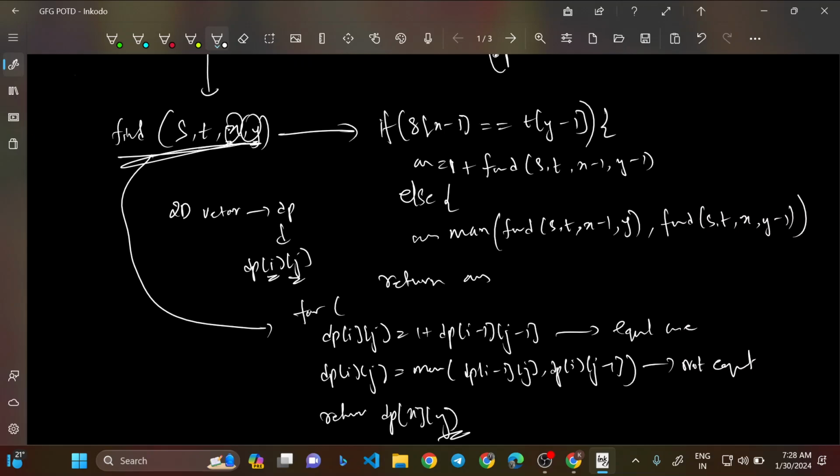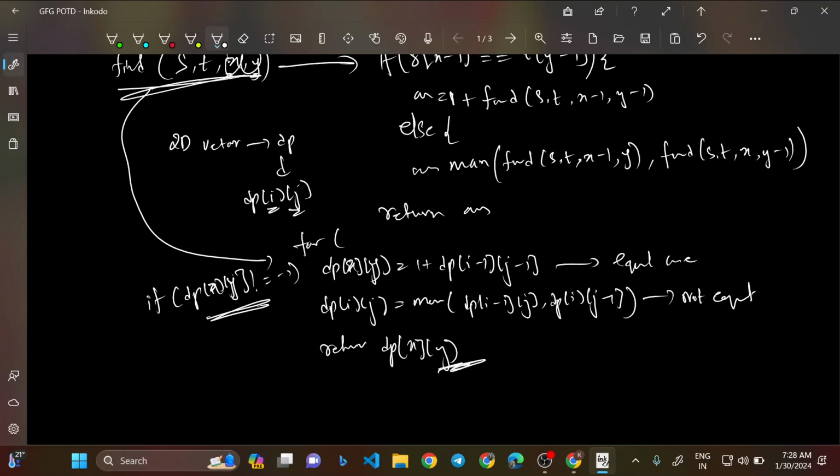Instead of bottom up approach, you can even do this by calling recursion, storing that result. First you'll be checking if dp of xy is not equal to -1. If it's not equal to -1, then you'll be returning it. Otherwise you'll be computing dp of xy equals 1 plus find of st x minus 1 y minus 1 if it's equal, or dp of xy would be the maximum of dp of x minus 1 y, comma, dp of x y minus 1, right? And then you'll finally be returning dp of xy if it's memoization that you're doing.